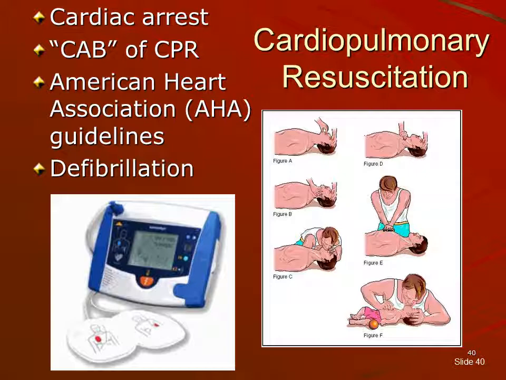The ratio of compressions to breaths in 1 and 2 rescuer CPR for people 8 years or older, and for 1 rescuer child or infant is 30 compressions to 2 ventilations. So let me repeat that. The ratio of compressions to breaths in 1 and 2 rescuer CPR for people 8 years or older, and for 1 rescuer child or infant is 30 compressions to 2 breaths, so 30 to 2. You use a ratio of 15 compressions to 2 ventilations in infant and child 2 rescuer CPR.